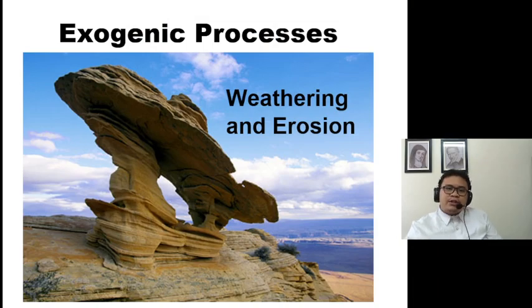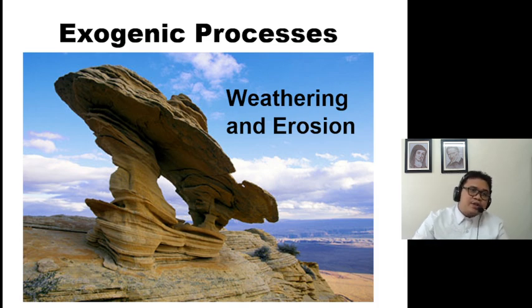So, we will be focusing in this video on weathering and erosion. And in fact, weathering and erosion is a very typical process that is considered an exogenic one. So when we say exogenic process, that means that these are processes that are happening on our Earth's crust. Meaning to say, these are all processes that are happening on the surface of our planet.